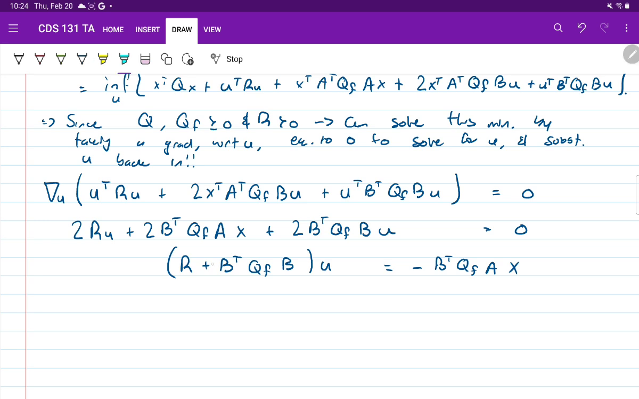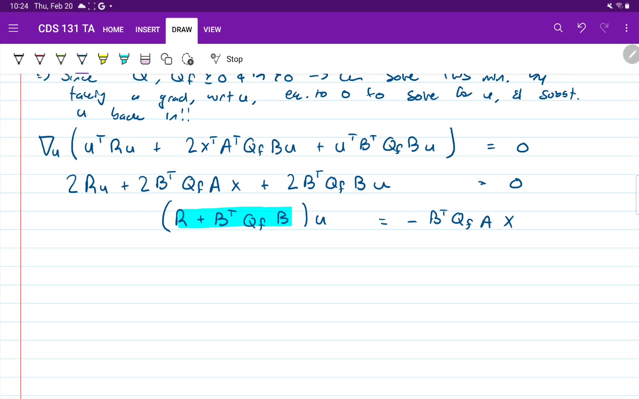Now, is this matrix over here invertible? If I want to solve for u, it looks like I need to invert that matrix. Well, because R is positive definite and Q_f is positive semi-definite, it turns out that this sum is in fact positive definite. And if this sum is positive definite, it's invertible, so we can go ahead and solve for u.